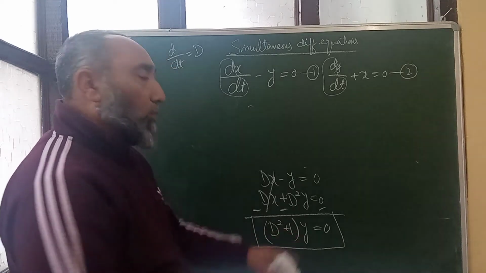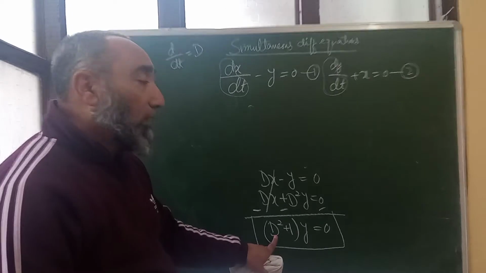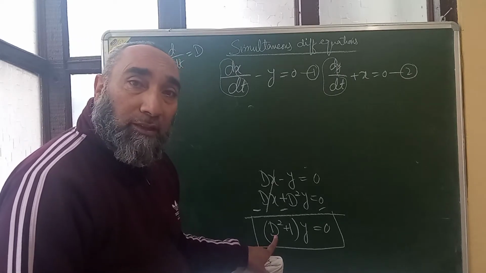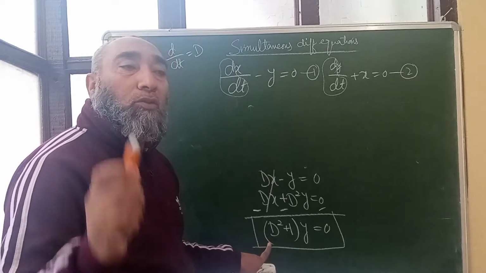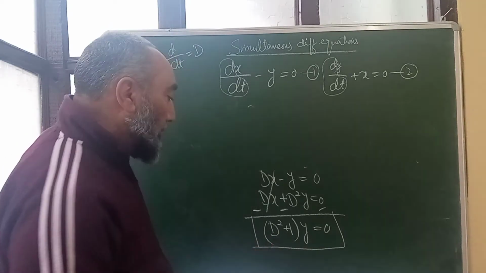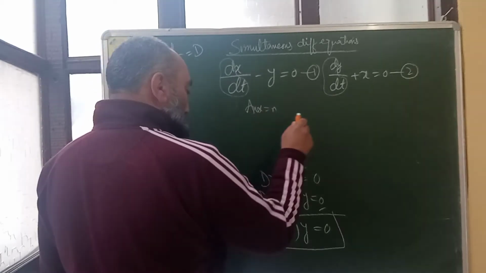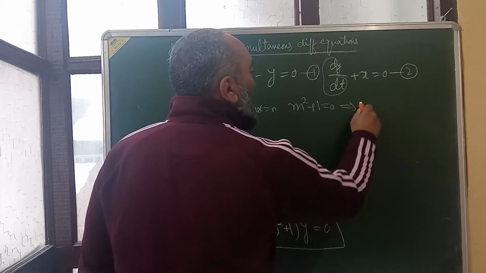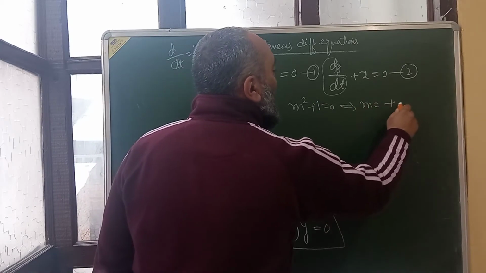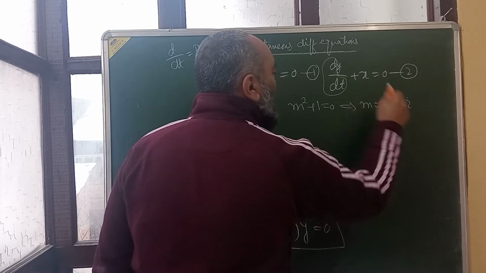You know its solution is given by the complementary function. But remember once for all, this D is not d by dx. So the solution will not be in terms of x. It is d by dt. So the solution will be in terms of t. So the auxiliary equation is m square plus 1 equal to 0, which gives m equal to plus minus iota. So your alpha is 0, beta is 1.